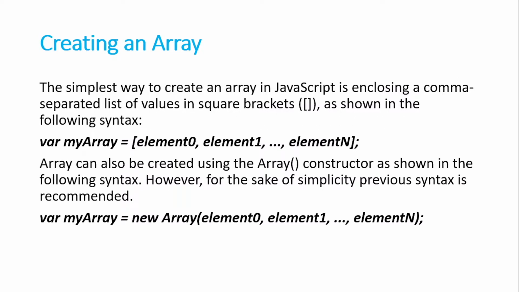So how can we create an array? The simplest way to create an array in JavaScript is enclosing a comma separated list of values in square brackets. We have already seen that in the previous videos. As shown in the following syntax, you can see the syntax below, where myArray can be any variable name, and after that we have assigned it square brackets. Inside that we have element 0. It can be any element, any string, number, boolean, anything. We have the second value separated by a comma, then we have n number of values.